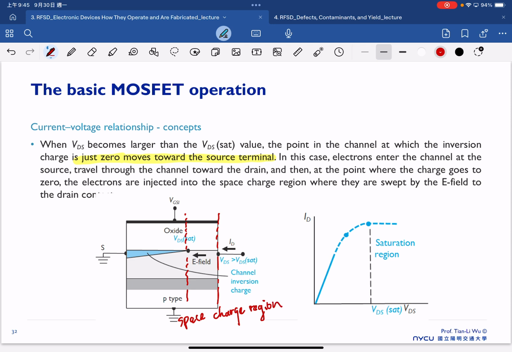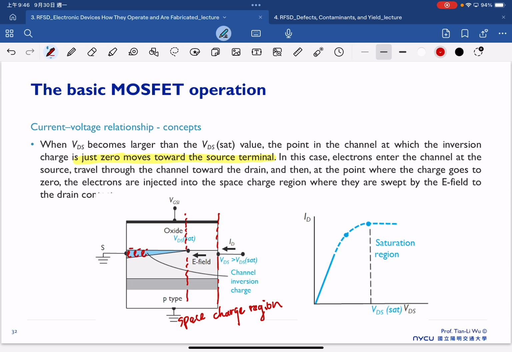Because right now we apply the high drain bias, but the high drain bias will lead to the reverse bias of the PN junction in the drain side. And if we increase the reverse bias, then our space charge region or depletion region will increase. So this increase will push our electron channel to move towards the source terminal. But now the question will be, how can the electrons still flow inside the channel?